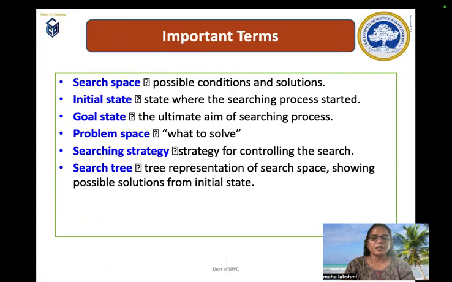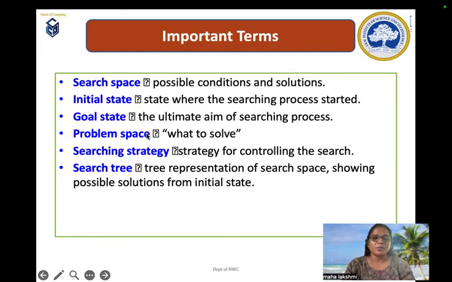Important terms involved in searching algorithms are search space, initial state, goal state, problem space, searching strategy, and search tree. Search space is all the possible conditions and solutions, all kinds of possible states and their solutions. Initial state is the state where the searching process actually starts. Goal state is the ultimate aim of the searching process, the end state.